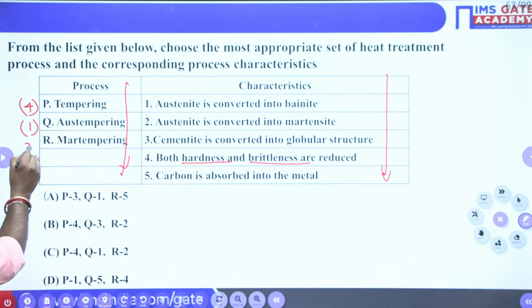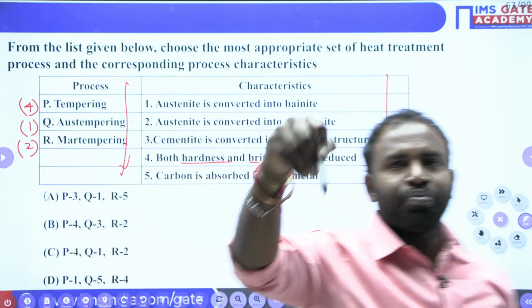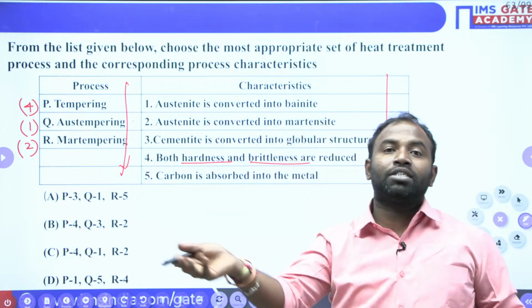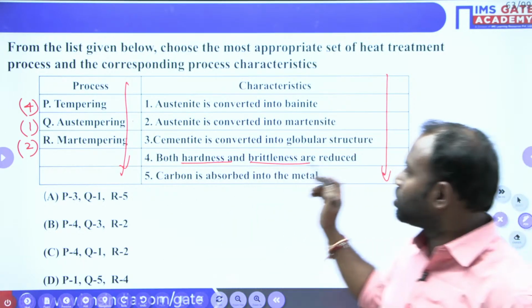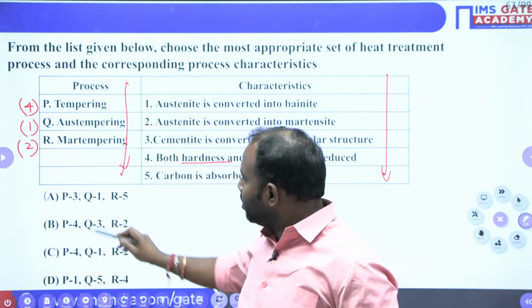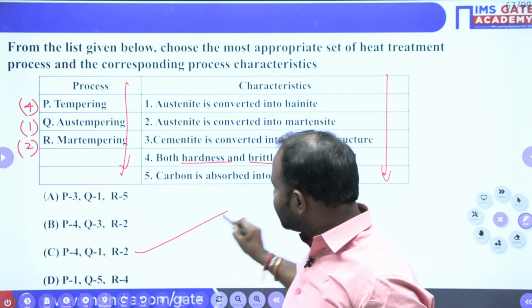So R equals 2. Austempering means austenite converted into bainite. Martempering means austenite is converted into martensite. So here P4, Q1 and R2. So your answer is C.